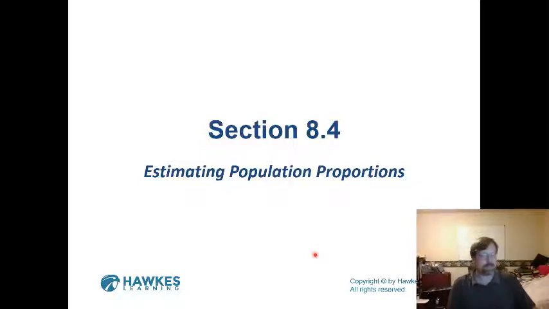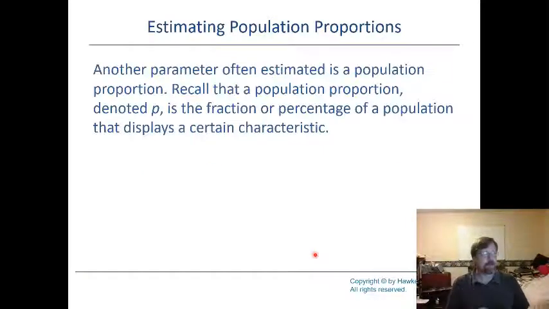So this is the actual, 4 out of 5 dentists prefer Trident or Crest, taking the sample and coming up with what they think American voters think, for example. So population proportion is, again, just a lowercase p. It's the fraction or percentage of a population that displays a certain characteristic.